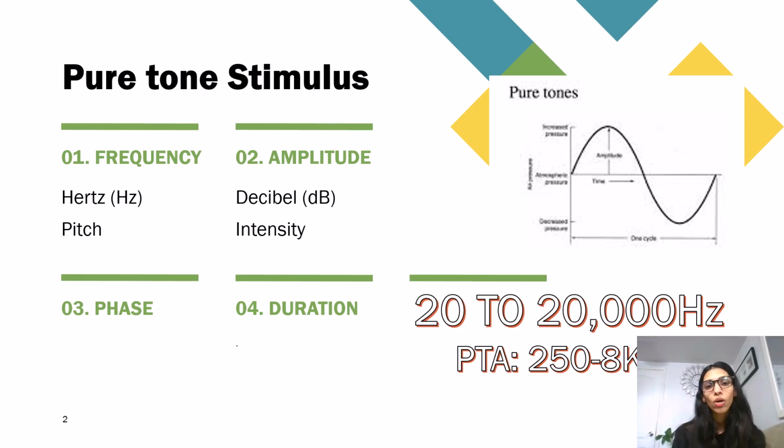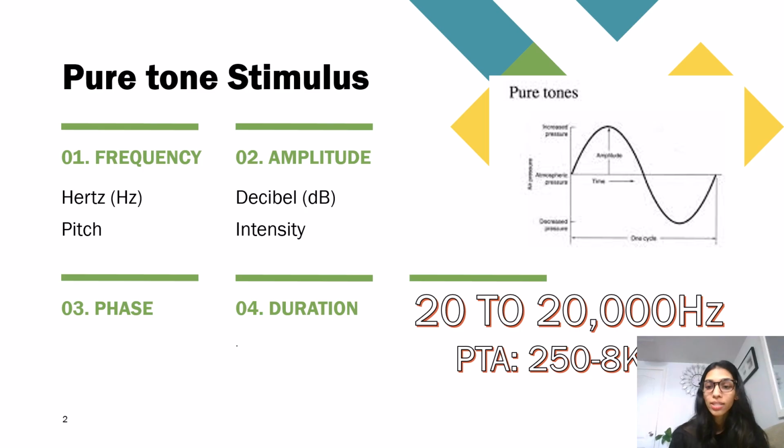So a pure tone has a frequency, amplitude, phase, and duration. Among these, the most important characteristics that we need to know are frequency and amplitude. Frequency corresponds to the pitch of the tone and is expressed in hertz, and amplitude corresponds to the intensity, or how loud the sound is, and it is in terms of decibels.